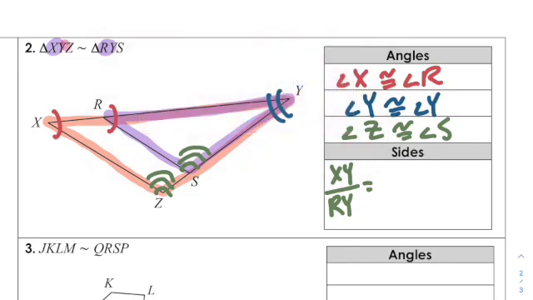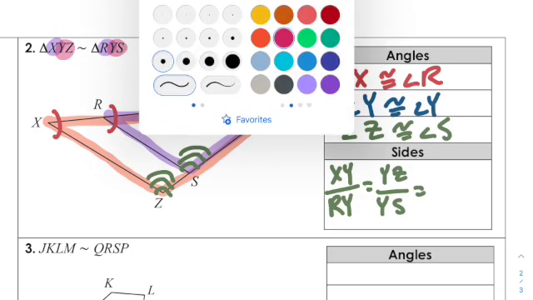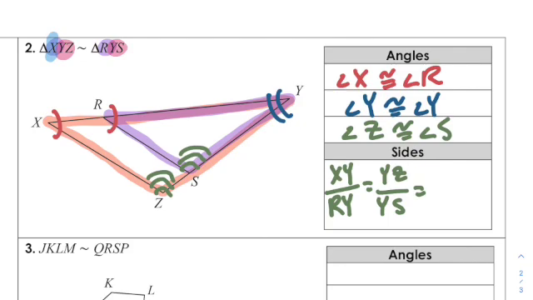Then we have YZ is proportional to YS, so YZ over YS. And then we have XZ is proportional to RS, so XZ over RS. And that's it.